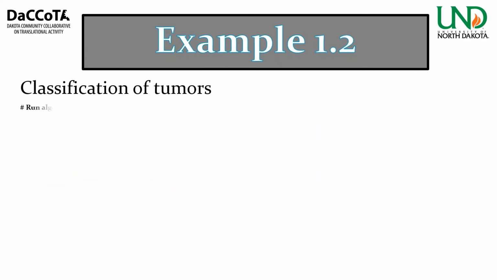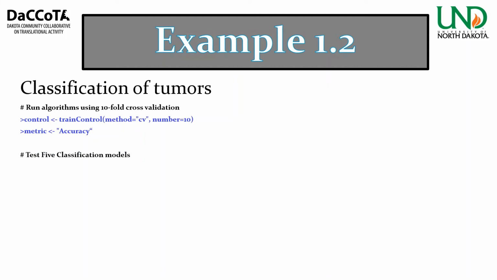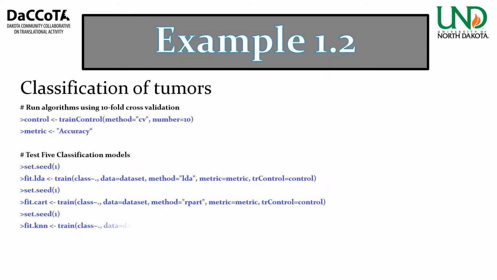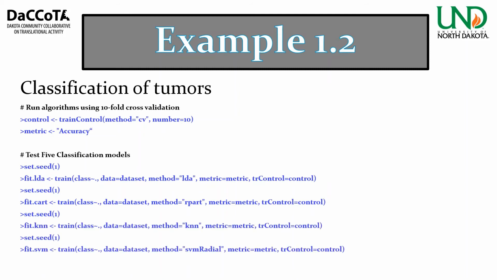Next here, we'll run algorithms using tenfold cross-validation. So I have a control and a metric, and then that will be plugged in to 5 different classification models that we can test. We're going to set seeds on each of them so they're replicable if you want to use it. So we'll do an LDA, RPart, KNN, SVM radial, and then RF, random forest. Run all of those.